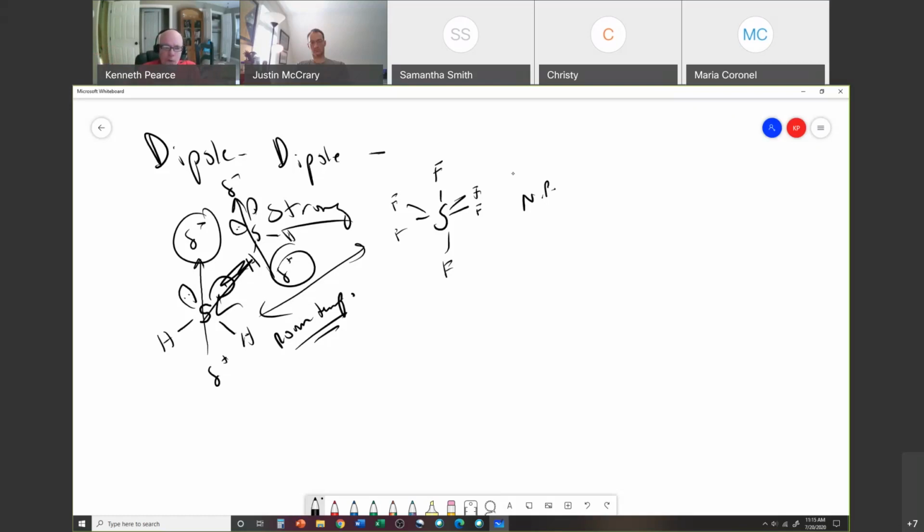And so if you were going to classify these two, you would look at it and you would say, well, you know what? Sulfur hexafluoride, nonpolar, low boiling point.